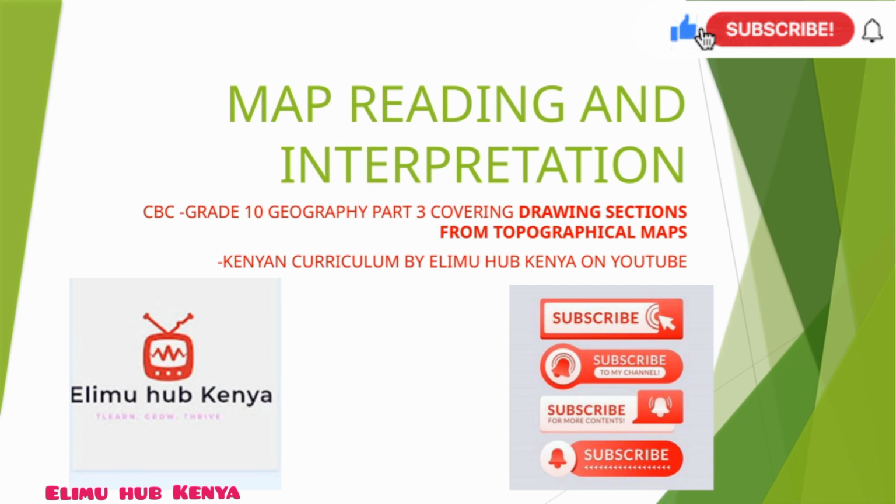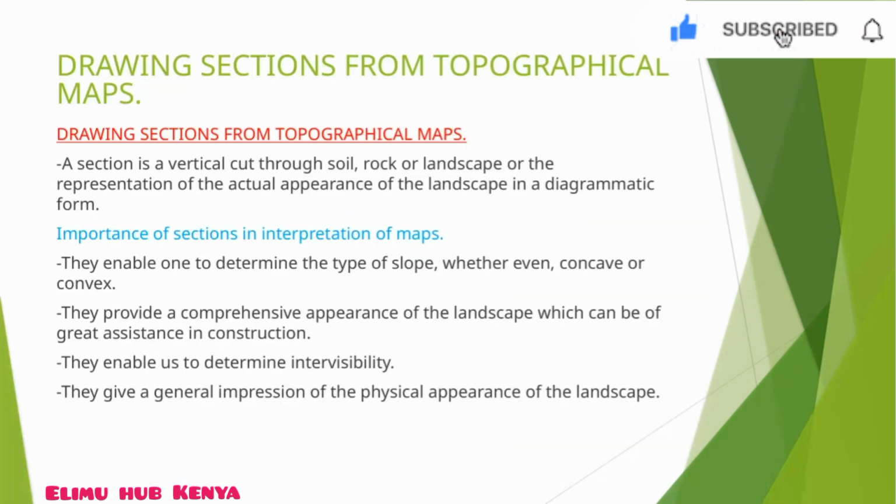Let's get started. Let's talk about drawing sections from topographical maps. A section is basically a vertical slice through the soil or rock, a way to see the landscape's shape in a clear, diagrammatic form. These sections are crucial because they help us understand the slope, whether it's even, concave, or convex. They give us a full picture of the terrain, which is really useful for construction projects. Plus, they show us intervisibility, what can be seen from one point to another. Overall, sections give us a solid sense of the landscape's physical form.